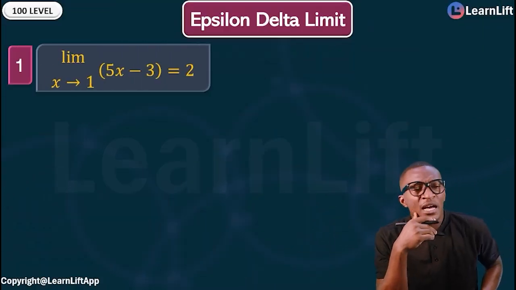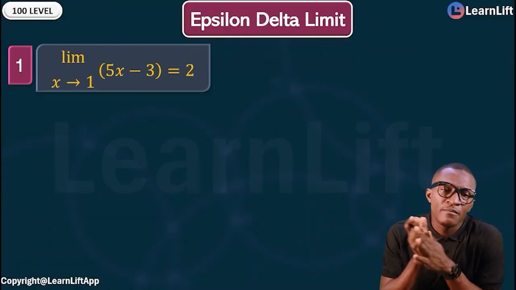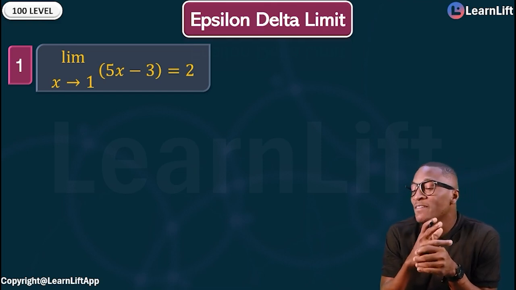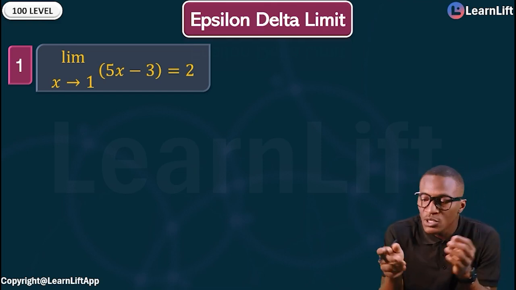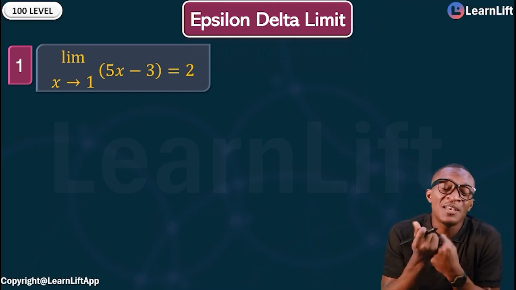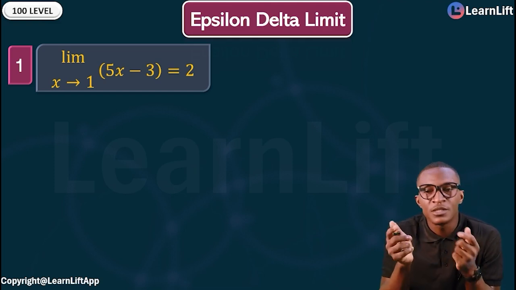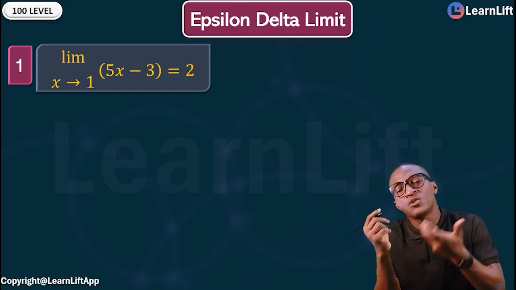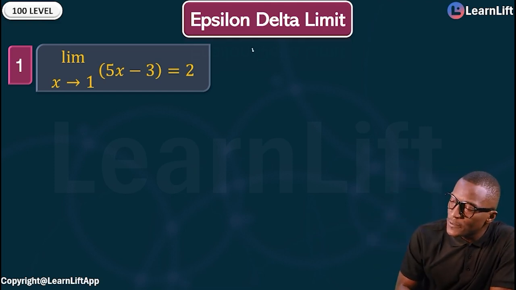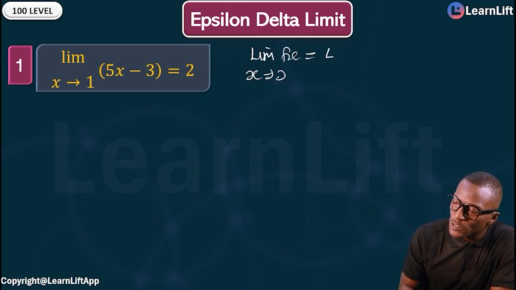Epsilon delta limit. Now the limit of 5x minus 2. You can observe here that they gave the answer. The answer is 2. So it's not that they are looking for the answer. They want to use the epsilon delta limit to prove this. Now, first of all, write the definition of a limit. We said the limit of f of x is equal to L as x approaches a.